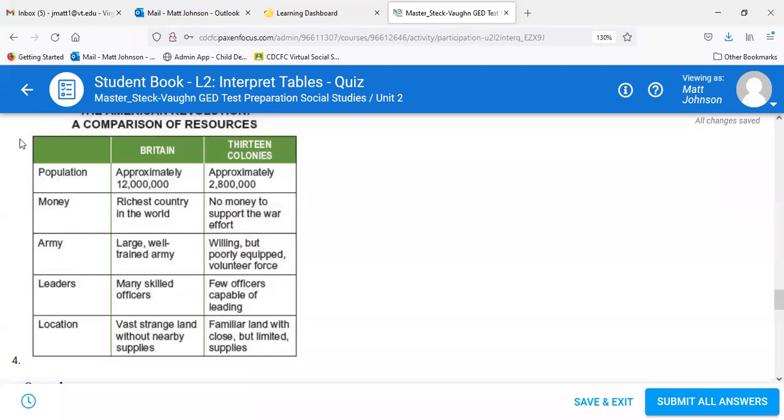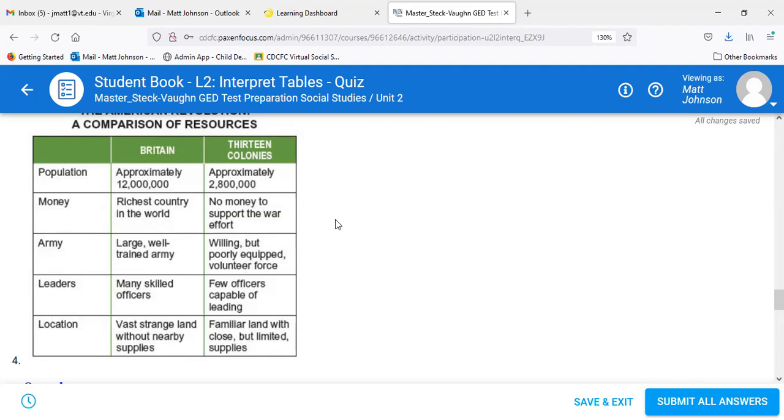And then leadership, our leaders in our fourth row. So many skilled officers, just, as a professional army, they had schools to train their officers. They were well educated. And then the 13 colonies, few officers capable of leading. We just didn't have the training. We didn't have that professional military education for our soldiers. And most of their experience came from the 7 Years' War, or the French and Indian Wars, it's called. It was in the 1760s, like George Washington, that got his military experience there. So experience was a problem.